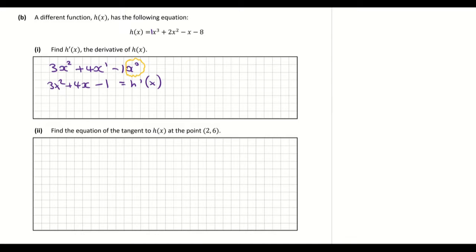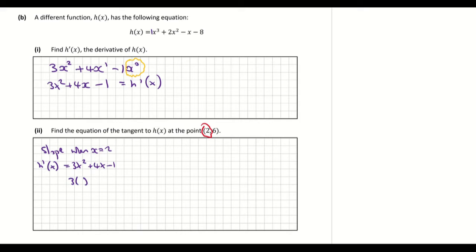And part 2, find the equation of the tangent to h of x at the point 2, 6. So a tangent is a line that touches the curve just once. So don't forget, differentiation basically means slope. So what we're looking at here is the slope when x is equal to 2. I have a formula for my slope. It's h dash of x, which is from part 1 up above. So all I'm going to do here is sub in my value for x.